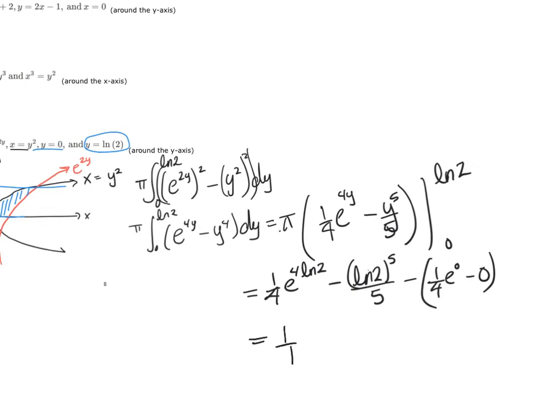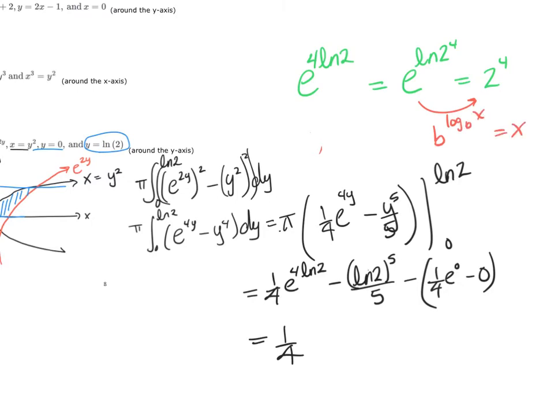So this is 1/4. Now, e to the 4 natural log of 2 is e to the natural log of 2 to the 4th, which is equal to 2 to the 4th. And I'm using some of the rules for logs. The rule I'm using to go from here to here is if I have b raised to the log base b of x, it equals x. So that's the rule I'm using there.